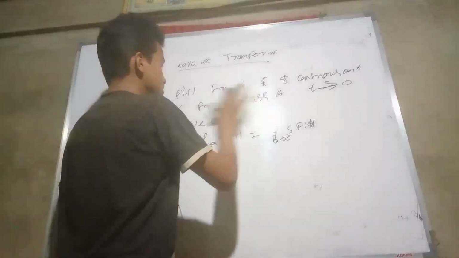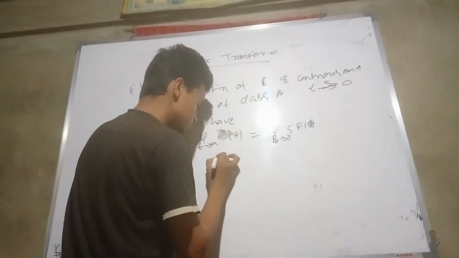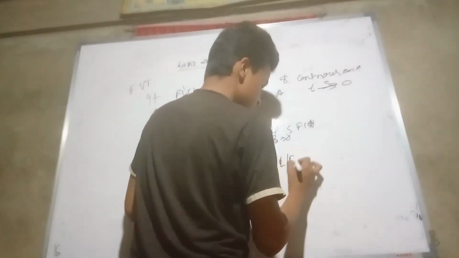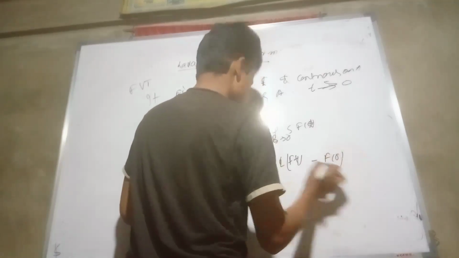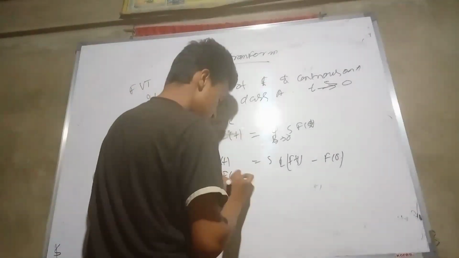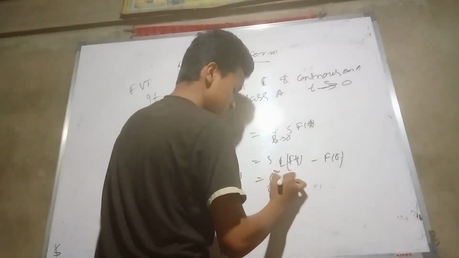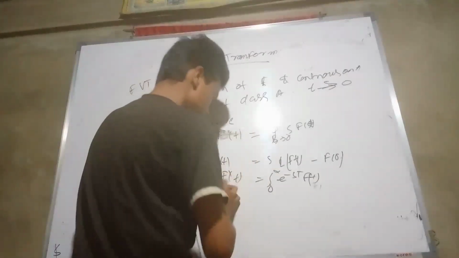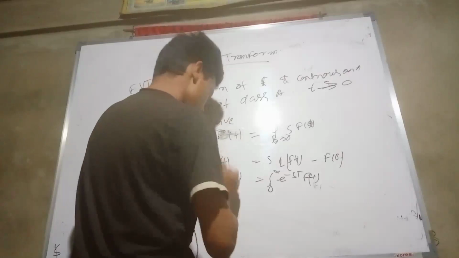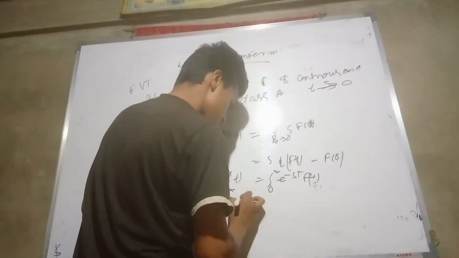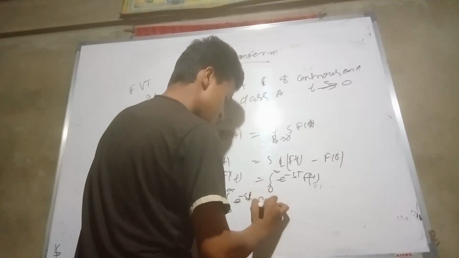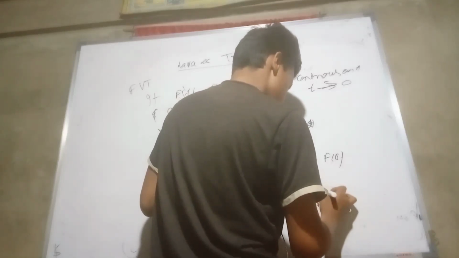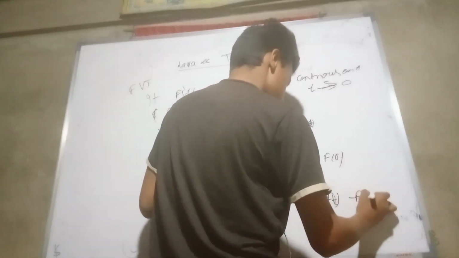Since f'(t) is continuous, we have the Laplace transform of f'(t). We know it is s times the Laplace transform of f(t) minus f(0). Since the Laplace transform of f'(t) is equal to the integral from 0 to infinity of e^(-st) f'(t) dt, we have the integral from 0 to infinity of e^(-st) f'(t) dt equal to s L{f(t)} minus f(0).